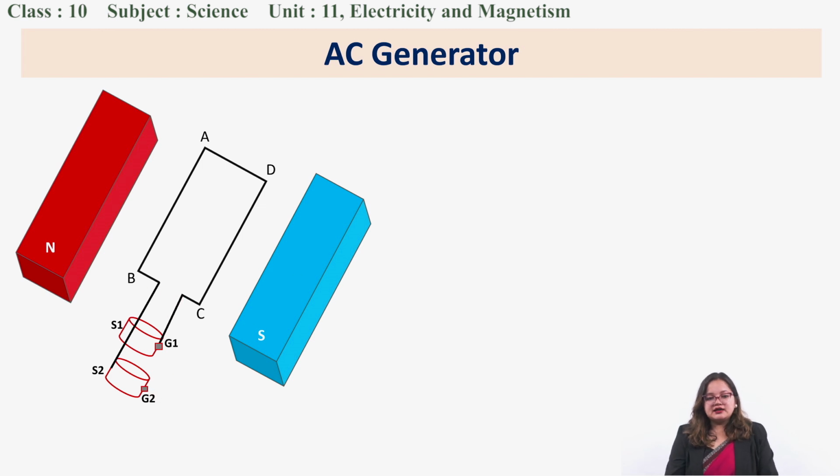Okay, let me again explain what we did. We placed two magnets so that the north pole and south pole face each other. We placed a rectangular coil here, also known as the armature. We named it ABCD. This AB portion is connected to S2, which is a slip ring, and this slip ring is connected with G2 for the conduction of current. This CD is connected at the first slip ring known as S1, and the graphite brush connected here is denoted by G1. Further, these two brushes are connected with an external load.